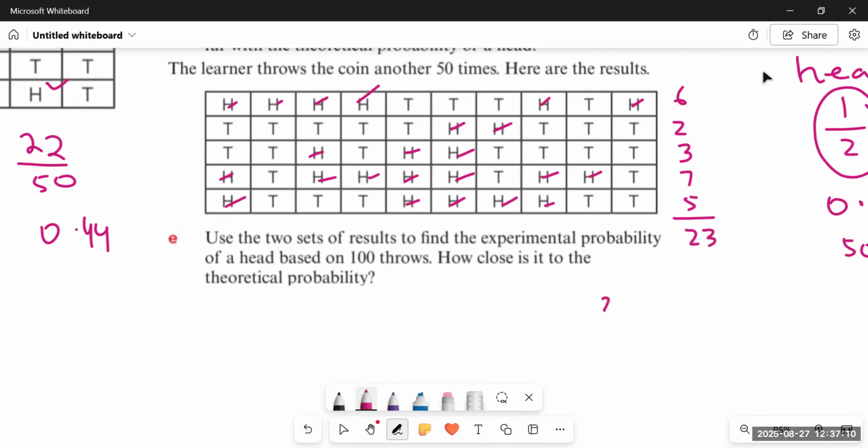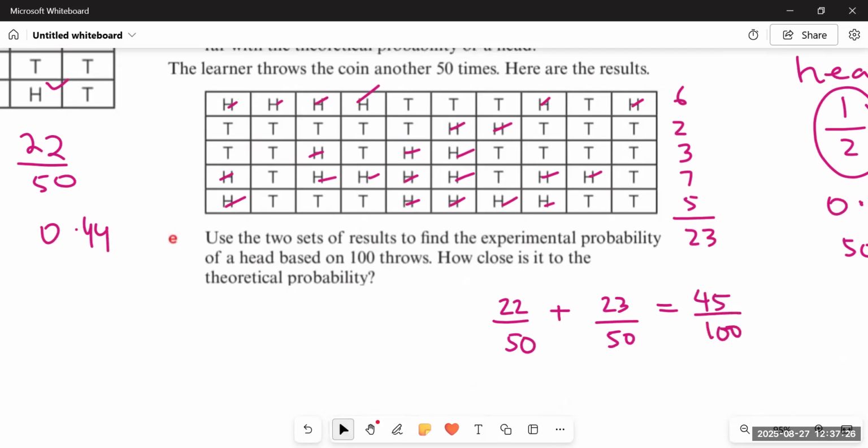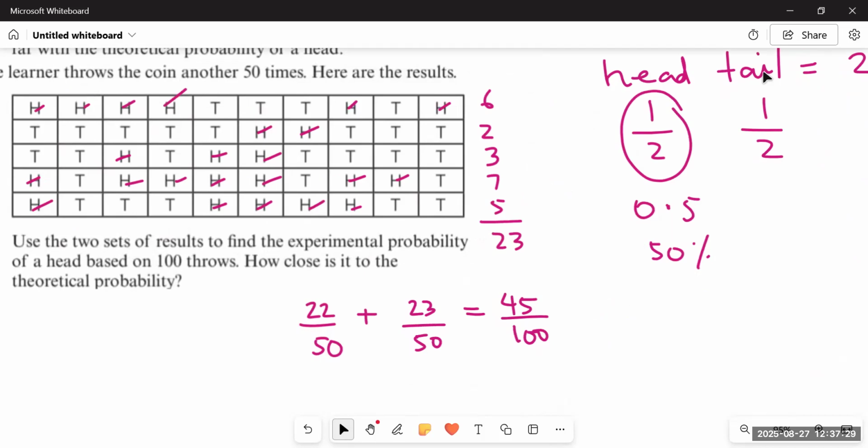So this time the total is 23 out of 50. Earlier it was 22 out of 50 and now it's 23 out of 50. If we add them up, we get 45 out of 100. So the probability would be 0.45 or 45%. That's all. So the experimental probability would be 0.45, or 45%. And the difference from 0.5 is 0.05. So this is close to the theoretical probability. You see how easy it is.